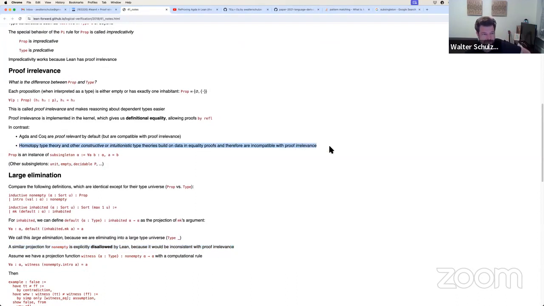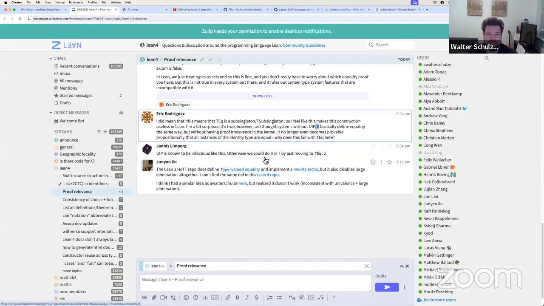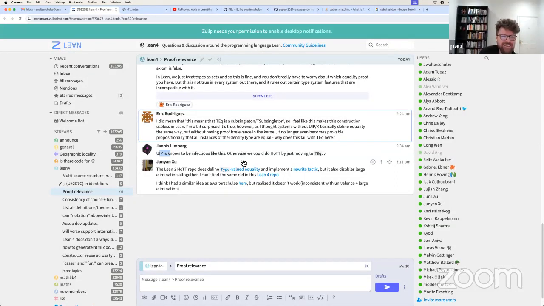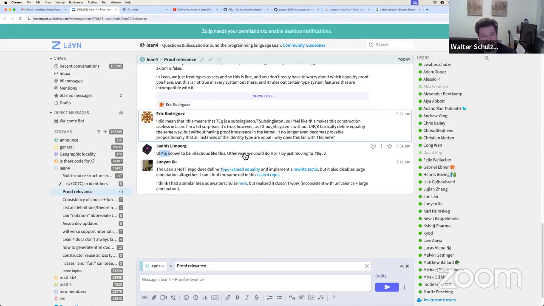To go back to this statement, it seems that this proof irrelevance disqualifies Lean from being something for homotopy type theory. So if there was a way to get proof relevance back, then you could just move to that. If we want proof irrelevance, so we want to use TEQ, then we could just do that. But UIP is infectious. That's kind of sad.